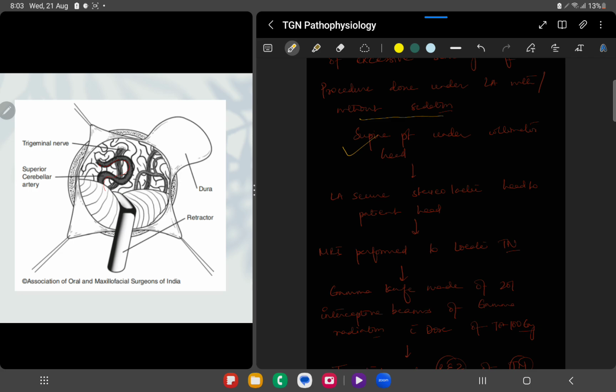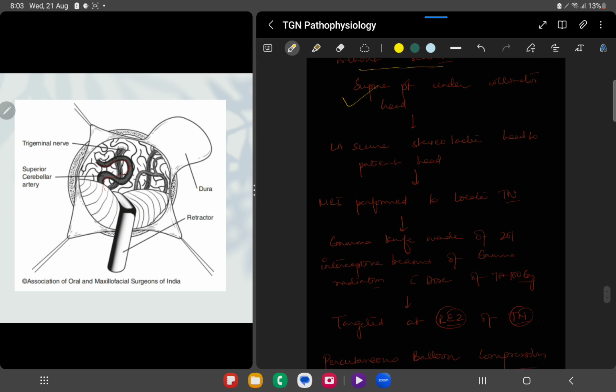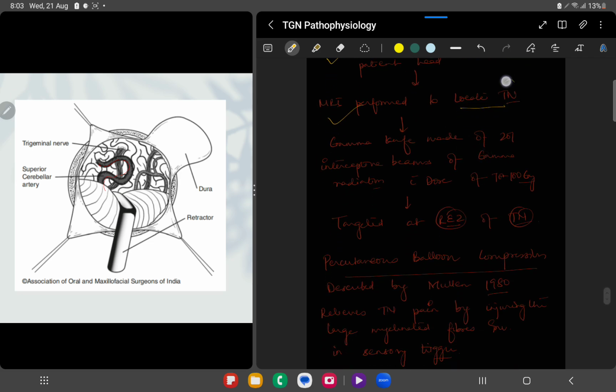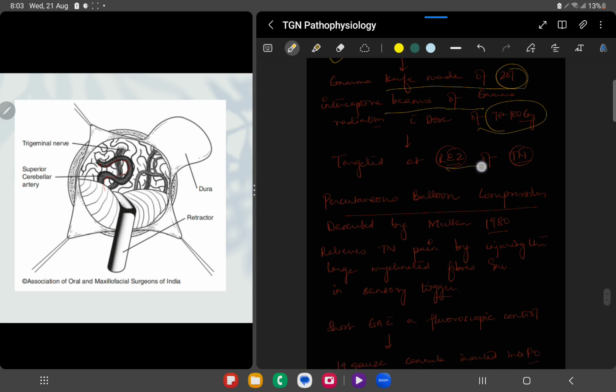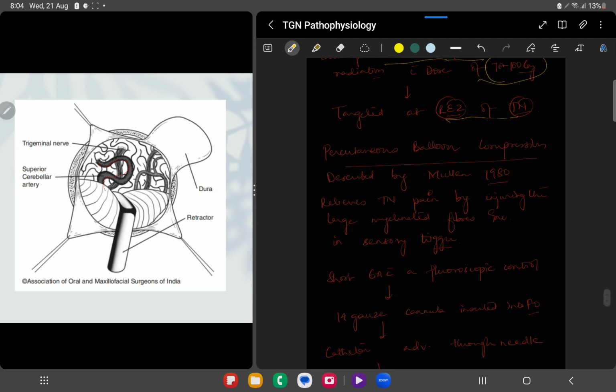Actually, this is neither a surgery, nor is any knife used. The gamma knife is a misnomer. It is done under local anesthesia, and the stereotactic head frame is secured to the patient's head. An MRI is performed to locate the trigeminal nerve, and the gamma knife, consisting of 201 intersecting beams of gamma ray, delivers a dose of about 70 to 100 grays. It is targeted at the site of the root entry zone, and we find relief of symptoms in a very short duration of time.